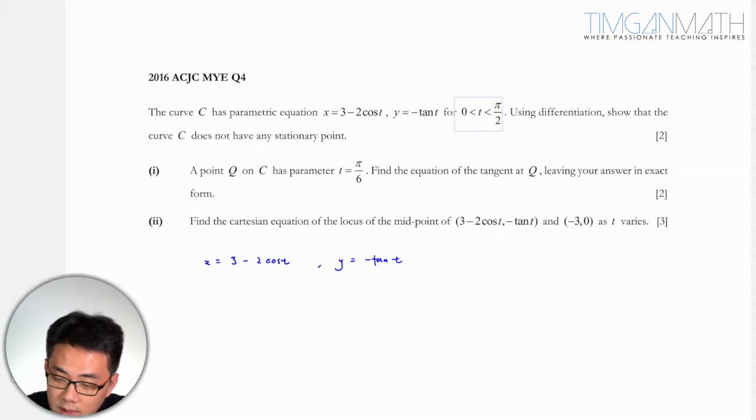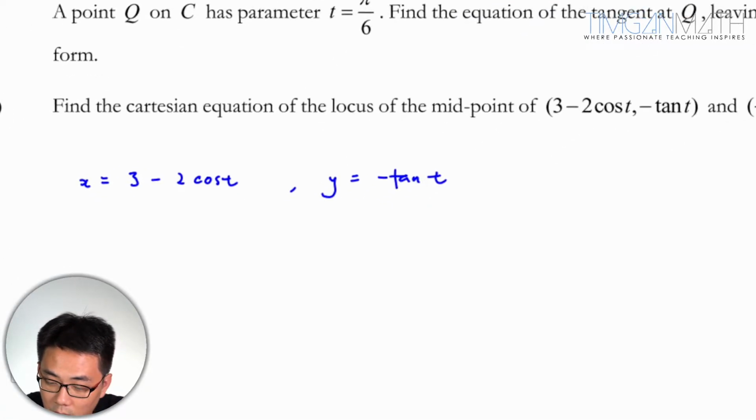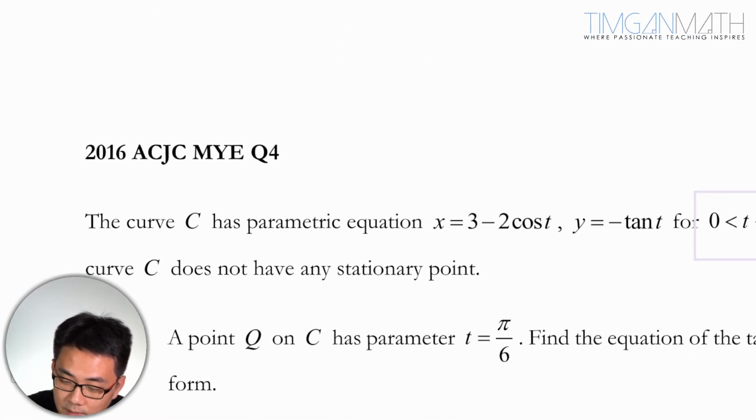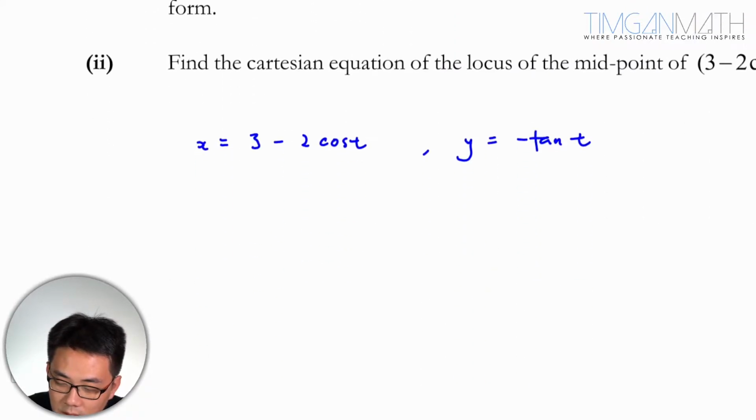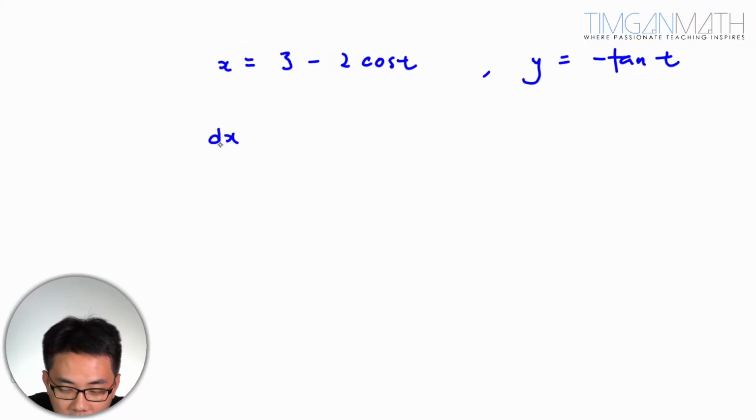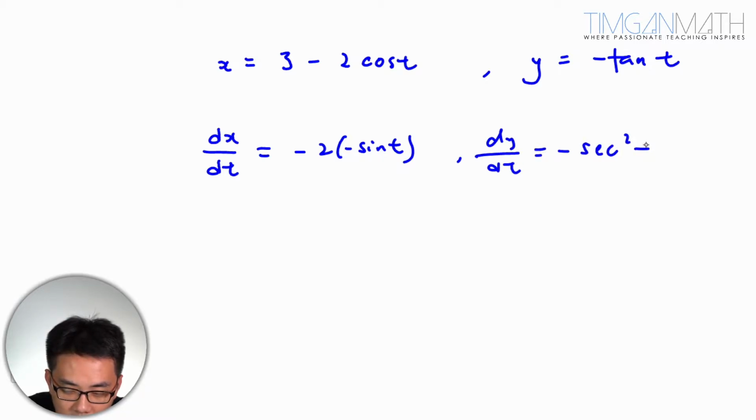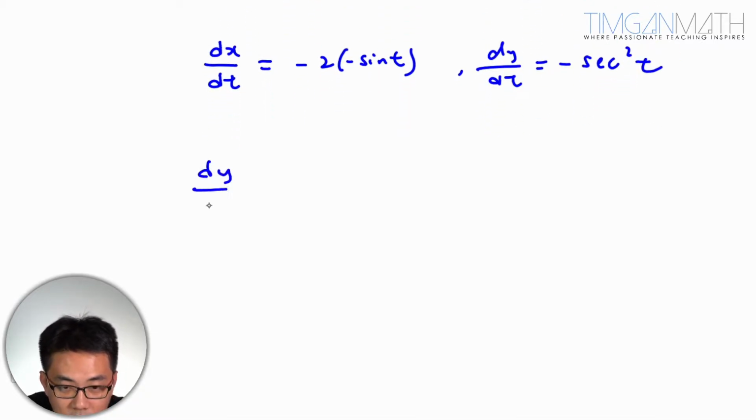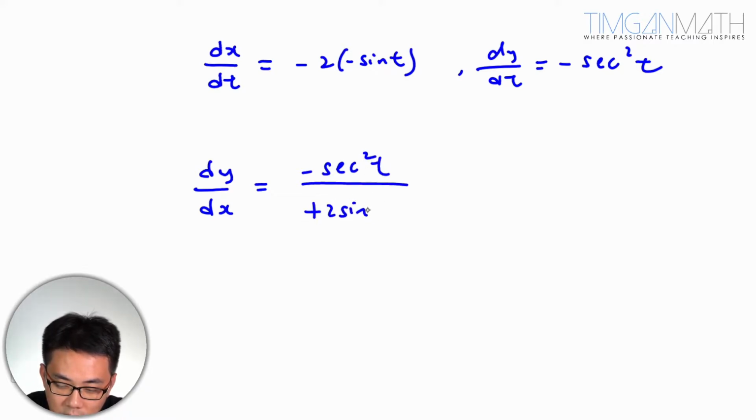If you want to show that C doesn't have any stationary point, what you need to do is show that dy/dx cannot be equal to 0. In this case, dx/dt will just be negative 2 times negative sine t, and dy/dt will just be negative secant square t. So dy/dx will just be dy/dt over dx/dt.